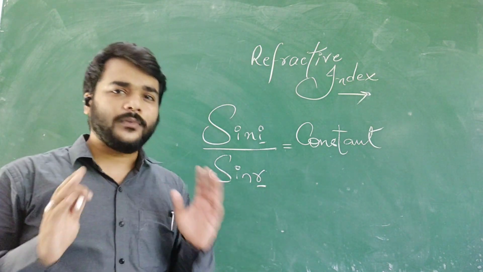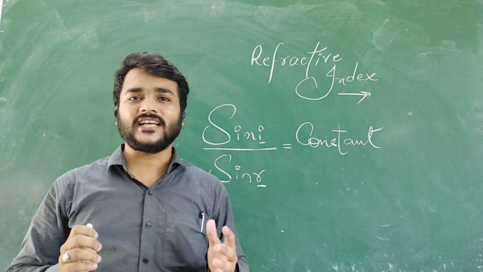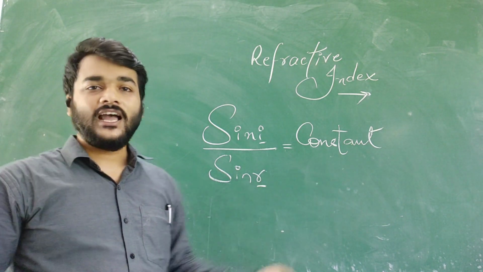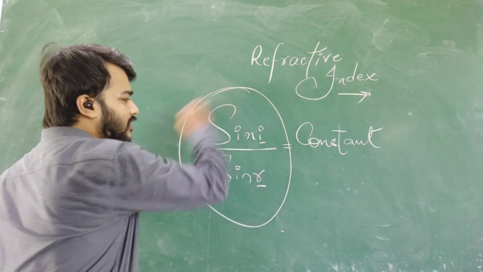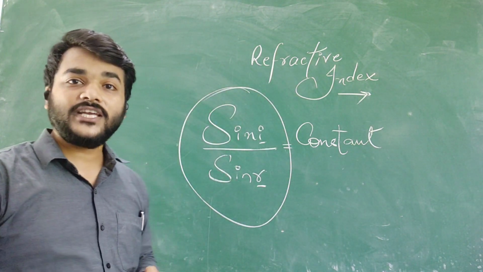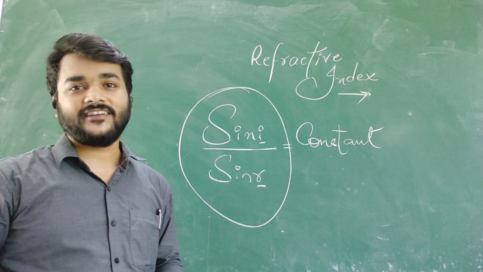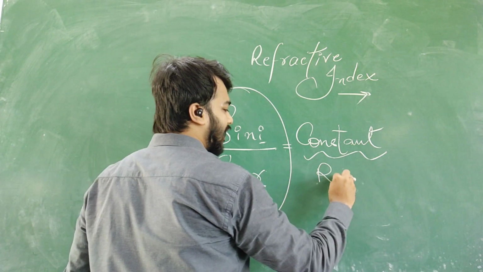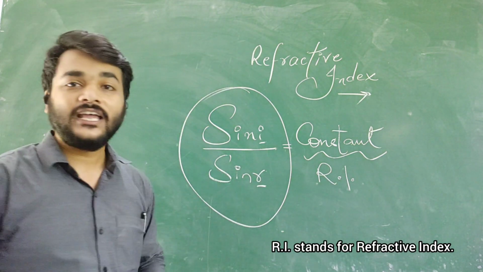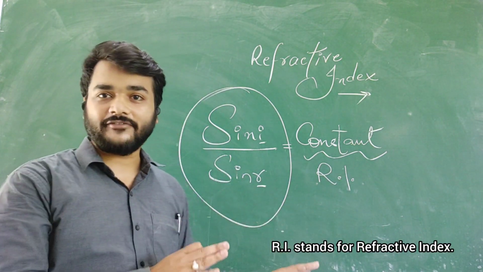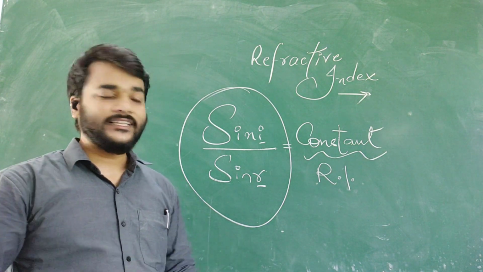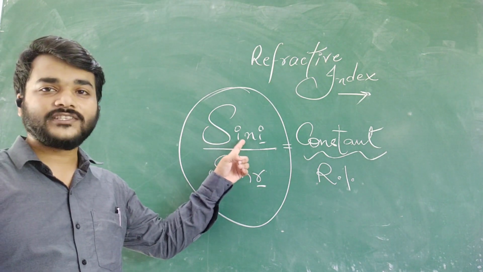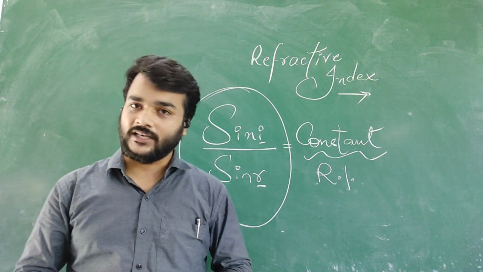Now there is a very common thing which we need to understand. कोई भी नई चीज आती है तो उस चीज का नाम रखा जाता है. So this ratio should also have a name, and this ratio of sine I to sine R for a given pair of medium is known as refractive index. So this constant which you are seeing here is actually RI. RI is the abbreviation for refractive index. So we are getting the definition from this formula of Snell's law that refractive index is actually the ratio of sine of angle of incidence to sine of angle of refraction.